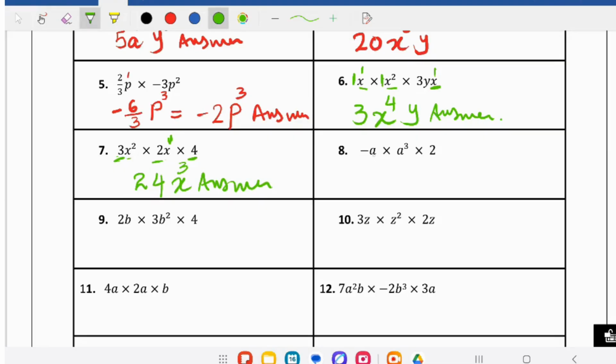In this question, I have a times a cube times 2. There is only the number 2 over here, invisible 1, invisible 1. So 2 times 1 times negative 1 is negative 2. Negative 2. And the bases are the same. Letters, I have got the letter a and a cube. Their bases are the same. I'm going to add the powers, which is a to the power 1, invisible, and this is 1 plus 3 is 4. So this is the answer.